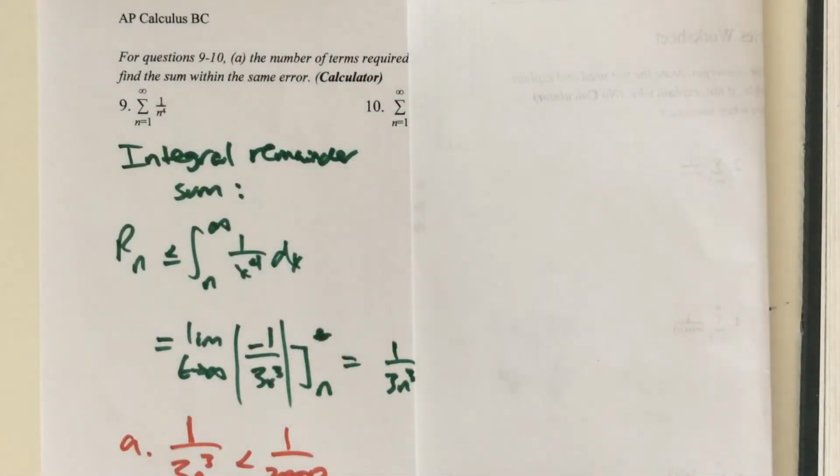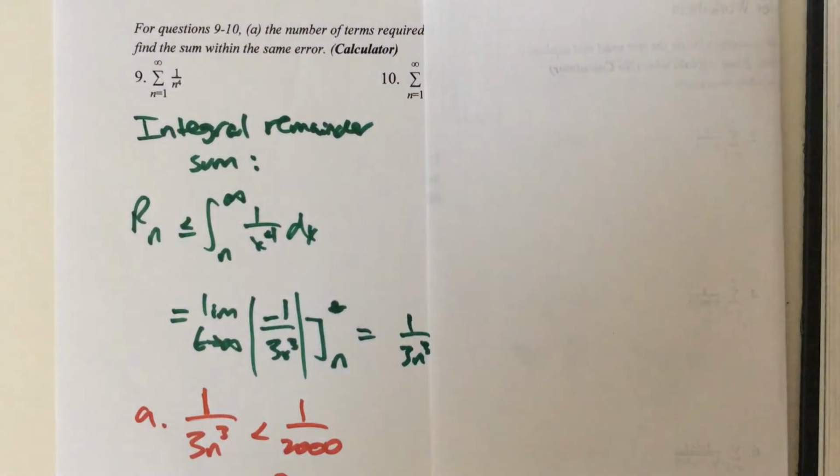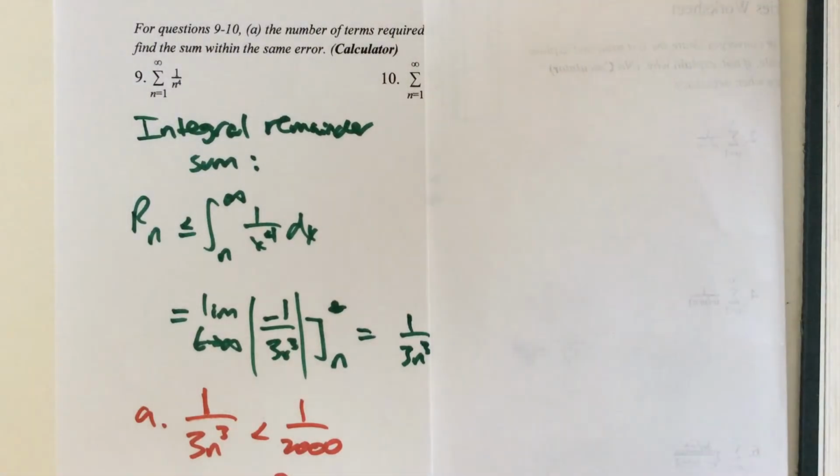Since questions 7 and 8 are very similar to questions 1 to 6, we will be skipping them because the strategies used are very similar. For question 9, we are trying to find the error within 0.005 and the sum within the same error. So since number 9 is not an alternating series, we can use the integral remainder sum. That is a very important strategy for finding the remainder.